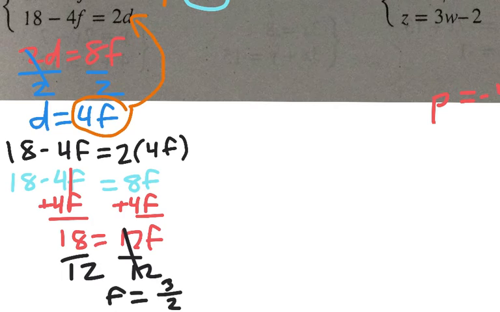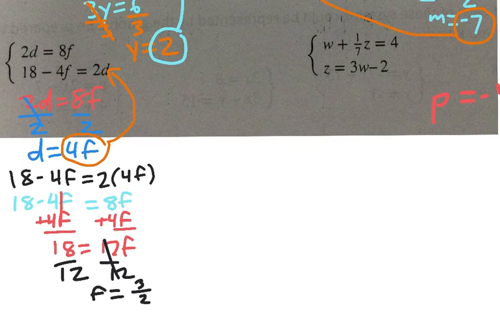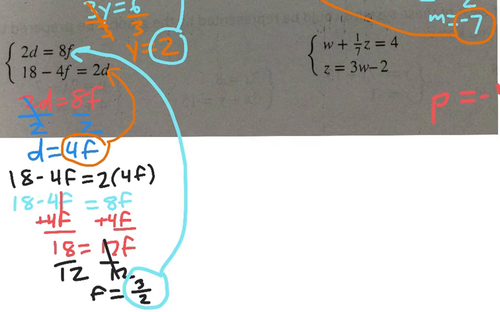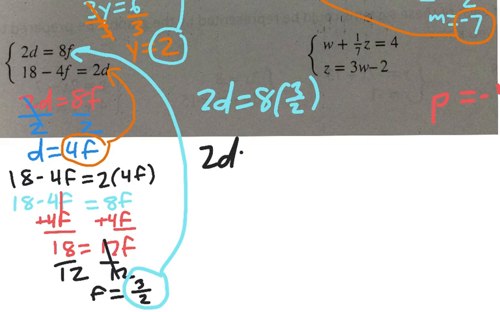So now I'm halfway done. Right? I know what f is. F is 3 over 2. So I'm going to take this and plug it in to either one of the original two equations. I'm going to use the top one. I think it looks a little simpler. So if I plug in there, that's going to tell me 2 times d equals 8 times f. But I now know f is 3 over 2. So 8 times 3 over 2 is 12.